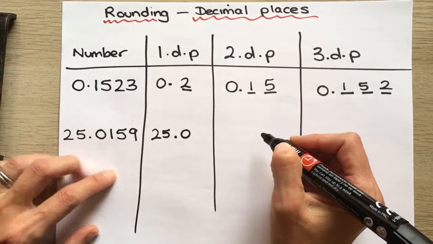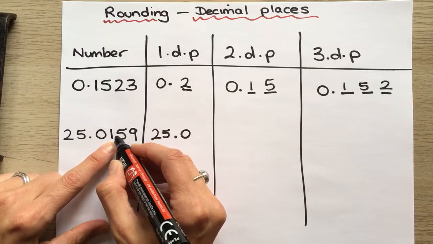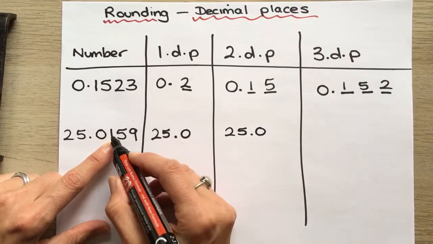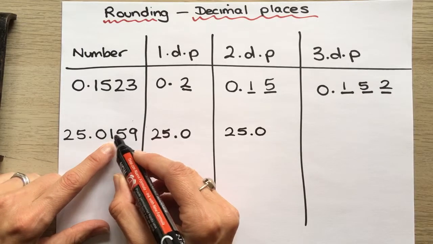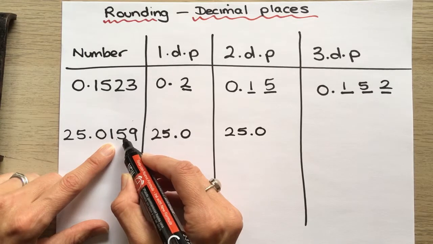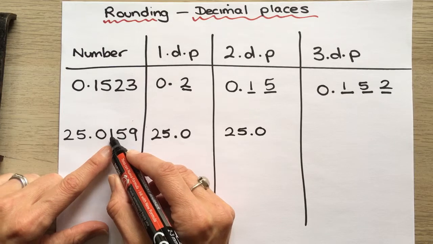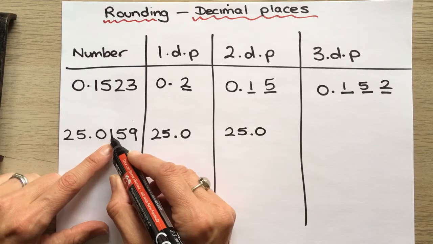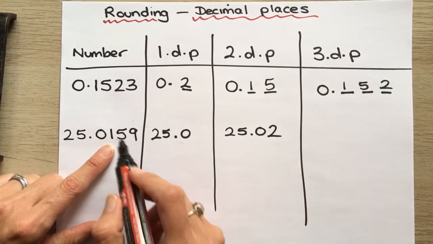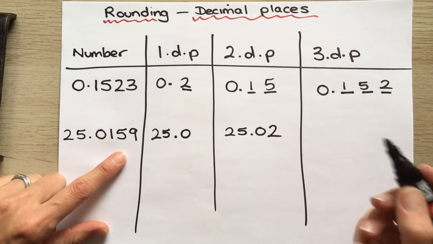Okay, moving on to 2 decimal places. 25.01. So it's this digit we're interested in. So 25.0. And then we need to decide if this 1 is going to stay as a 1 or move up to a 2 by looking at this digit next to it. It's a 5, which from what we learned, if it's 5 or more, this moves up to the next digit up. So therefore this becomes a 2. So to 2 decimal places, it's 25.02.